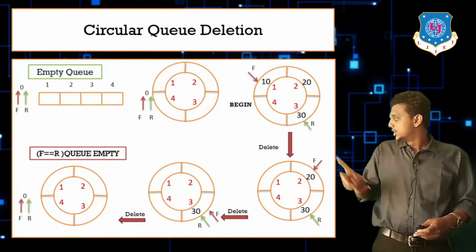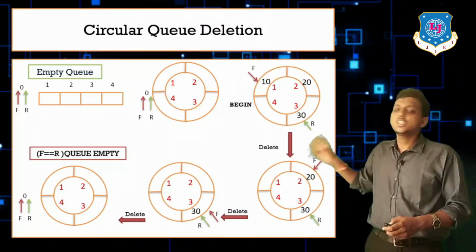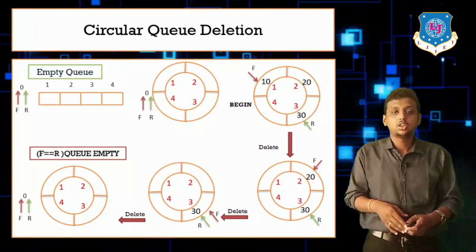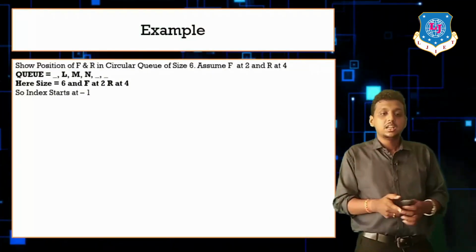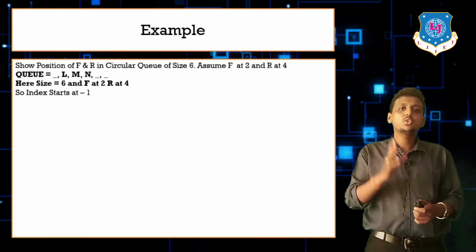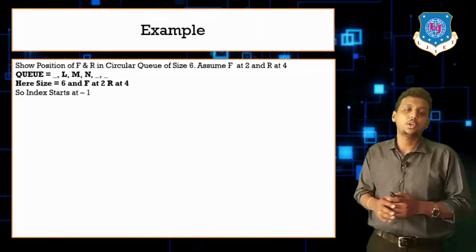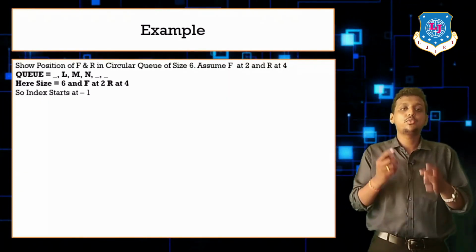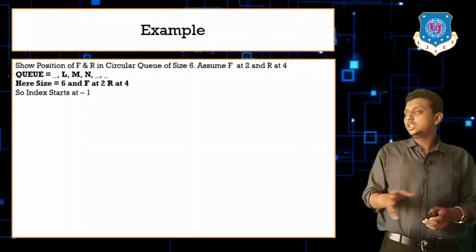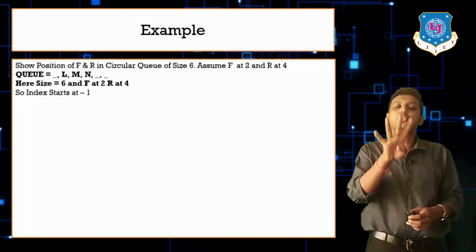So just trace the algorithm, write down your data and check whether the algorithm is correct or not. Let me show you one table example. Here you just need to write down the position of the front and rear pointer after each and every operation. Here the queue size is 6. Assume F is at 2 and R is at 4.